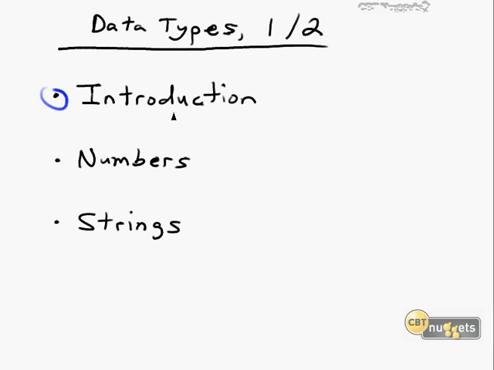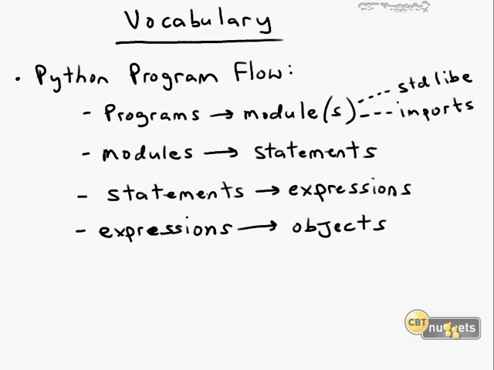After we introduce what data types are and how they work and some relevant vocabulary, we'll begin our consideration of specific data types in Python by first examining numbers and then strings. Let's get to work. Of course, in learning any technology, there's relevant vocabulary that needs to be picked up. First, I'd like to show you this. This is a bulleted list that gives us the general, high-level Python program flow.